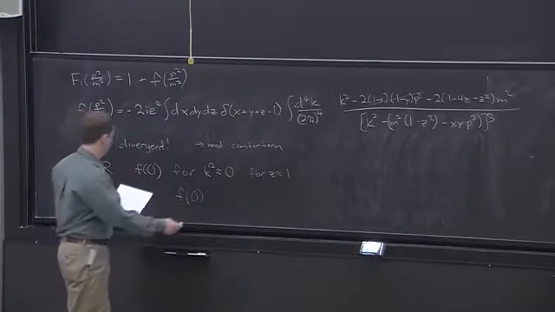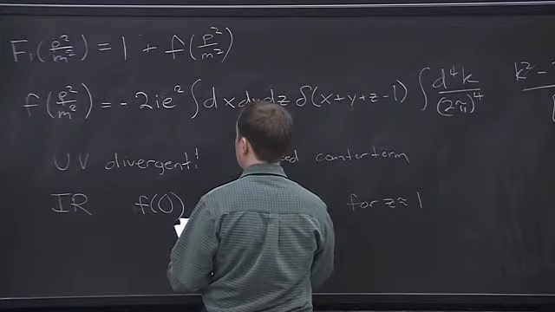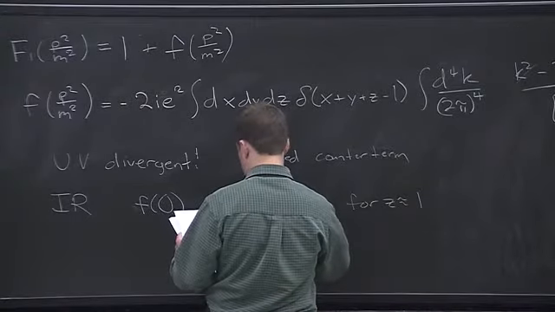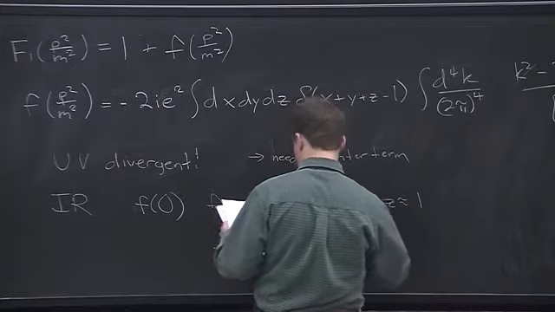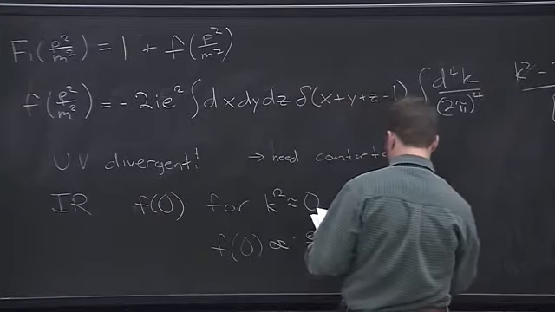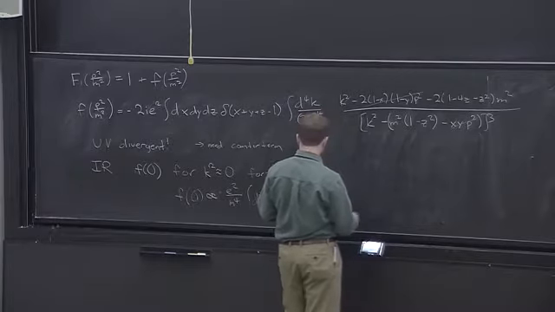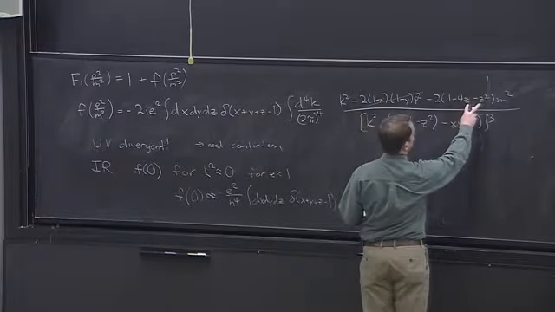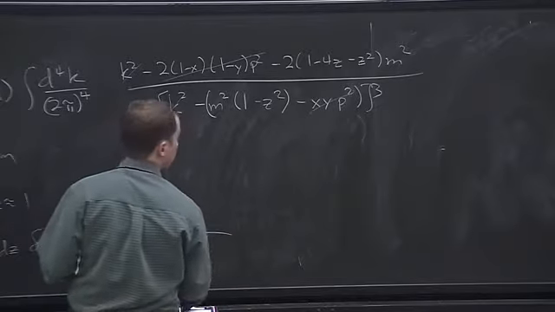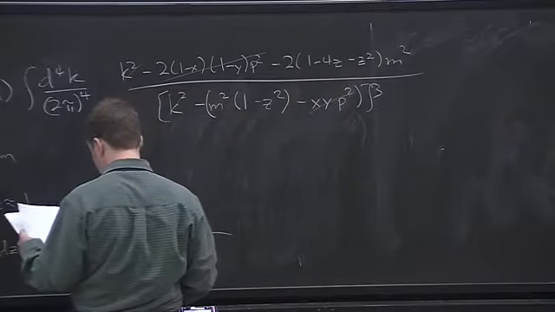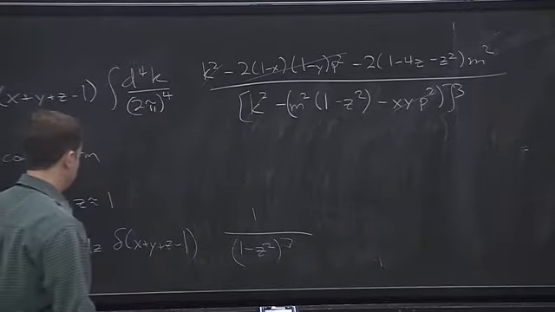And so in that case, f becomes minus, probably missing a factor, but something like e squared over m to the 4th, integral dx dy dz delta(x plus y plus z minus 1). In the numerator, if we take z to be near 1, there's no problem. So this is just some constant. So we'll get a minus 4. This goes to minus 4. And so in the denominator, we've got 1 over (1 minus (1 minus z) squared) cubed.